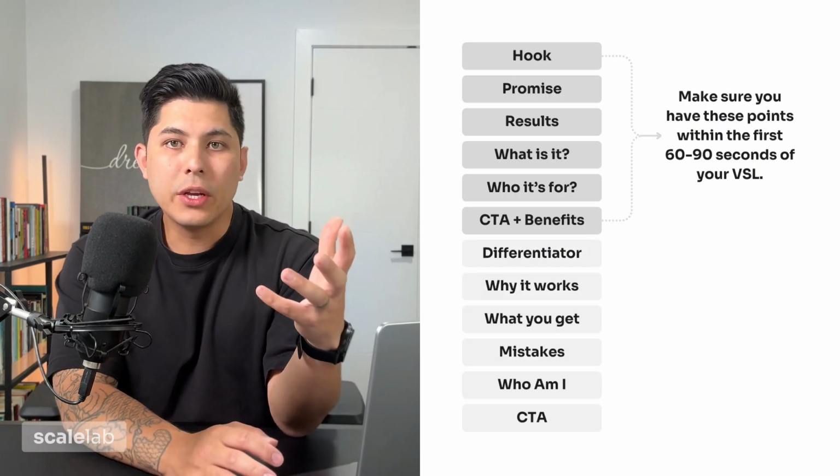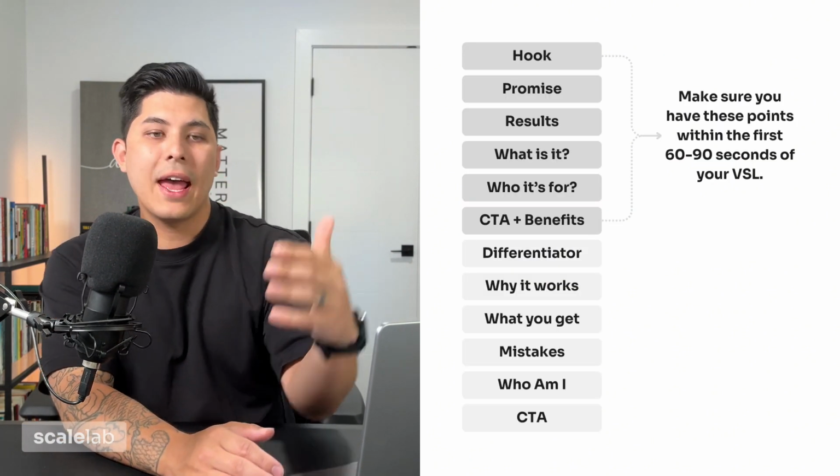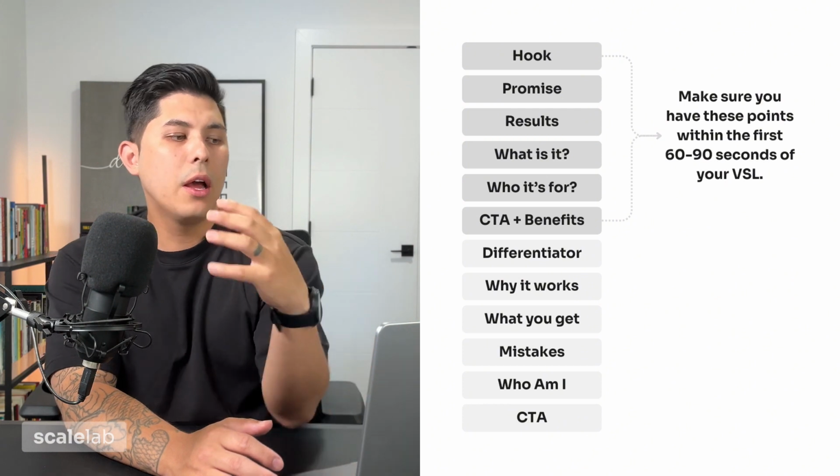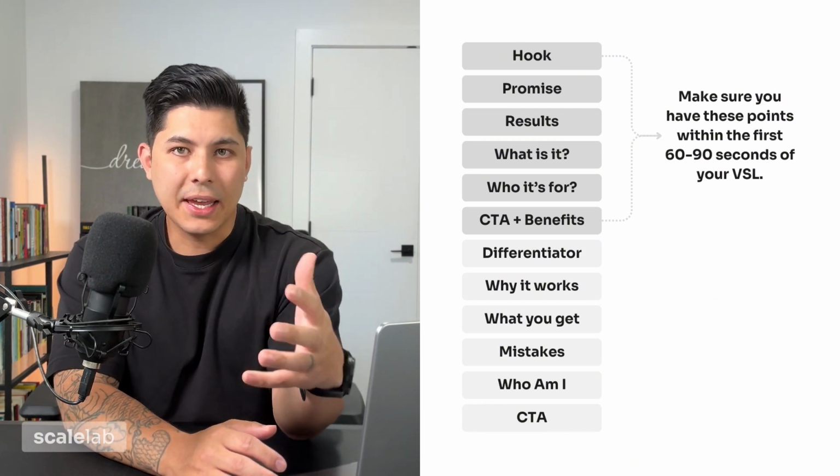So ideally, when you're writing your VSL, you want to have this first section here all within 90 seconds, because the reality is when somebody's scrolling through Facebook or Instagram, they're probably on the toilet, they're making a sandwich, or they're doing something else. So they're distracted. They're not in the mood to watch a VSL. So when you catch their attention, they click your ad, they see your landing page, and then they have to watch another video to understand what it's all about.